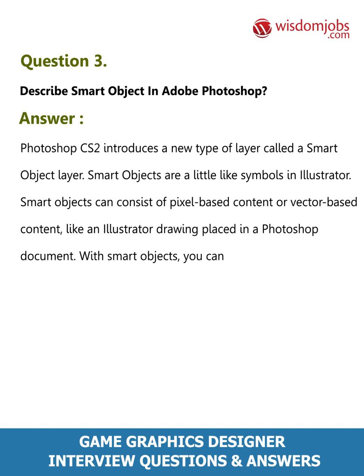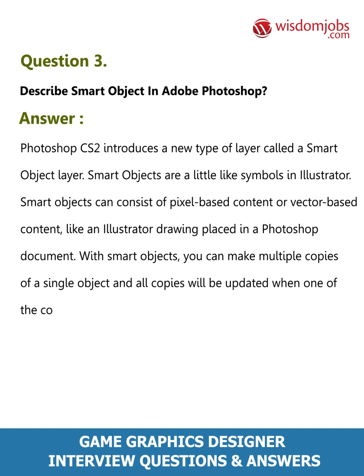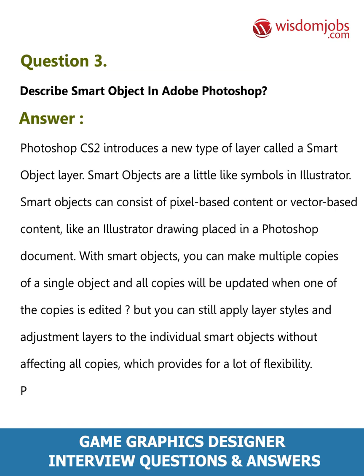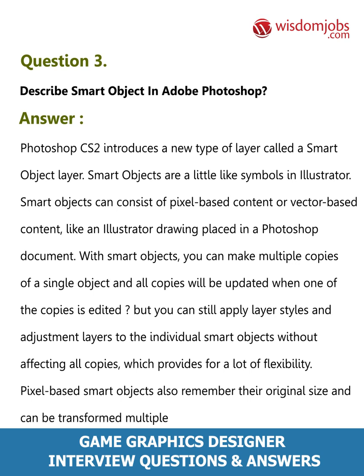With smart objects, you can make multiple copies of a single object and all copies will be updated when one of the copies is edited, but you can still apply layer styles and adjustment layers to the individual smart objects without affecting all copies, which provides for a lot of flexibility. Pixel-based smart objects also remember their original size and can be transformed multiple times without loss.